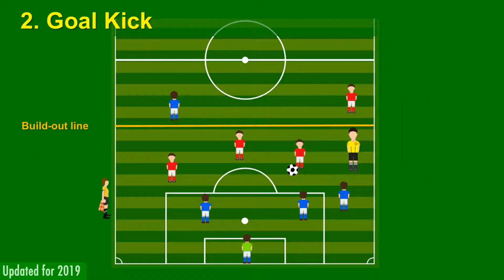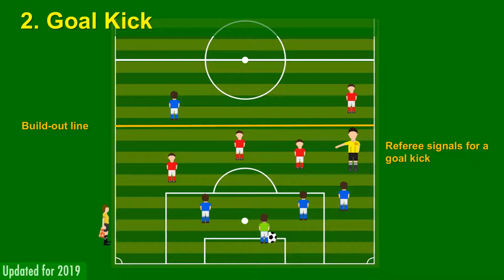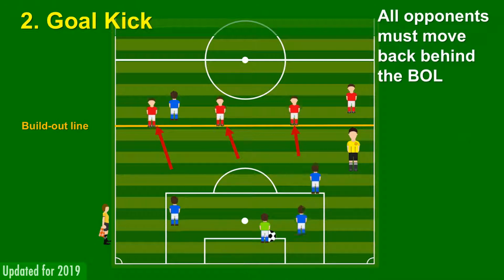For goal kicks, the build-out line plays a similar role. Once the referee signals for a goal kick, the opponents must begin to move beyond the build-out line.